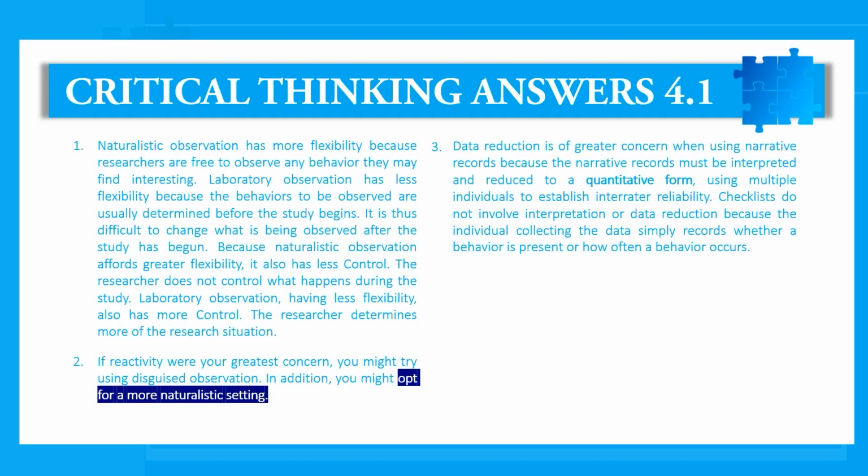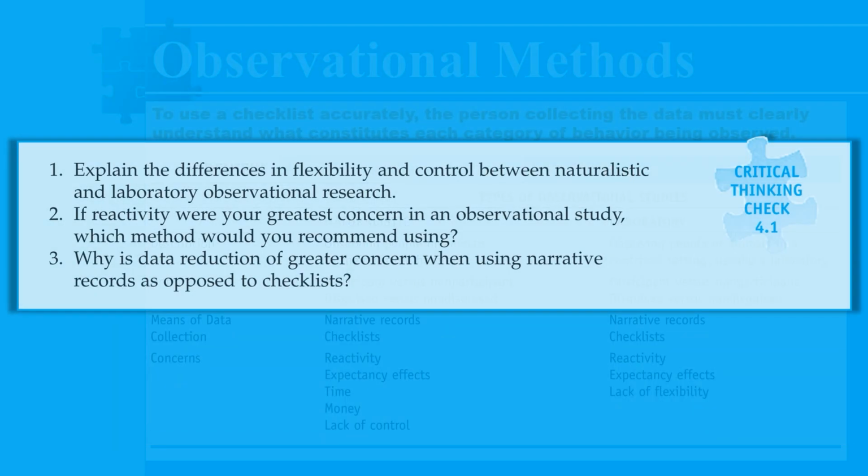If reactivity were your greatest concern, you might try using disguised observation. In addition, you might opt for a more naturalistic setting. Back to question number 3, the last one of the critical thinking for point 1. Why is data reduction of greater concern when using narrative records as opposed to checklists?